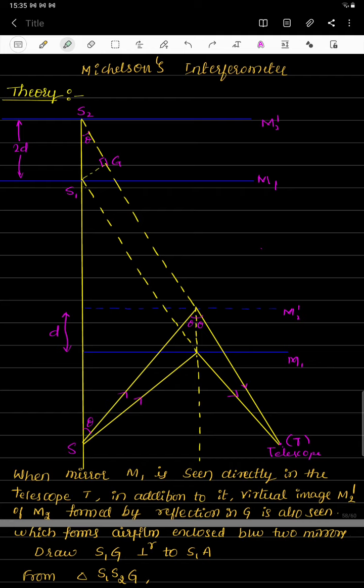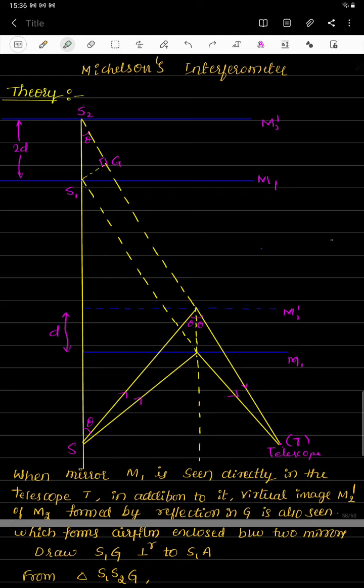When mirror M1 is seen directly in the telescope, with which we see the interference fringes, what you can see is that along with the mirror M1 there will be a virtual image of mirror M2, that is M2 dash, seen in the telescope.